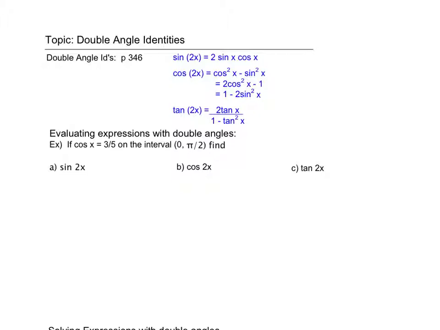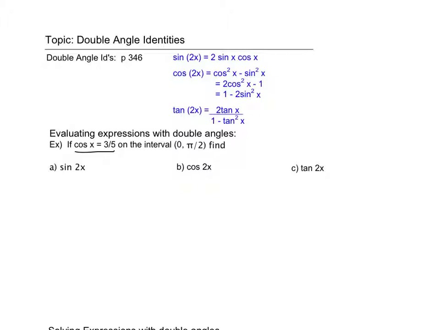So we're going to look at a couple different things. We're going to look at, can I just evaluate an expression that's a double angle? And then can I solve with a double angle? So if I want to know what sine of 2x is, given that cosine of x is 3/5, what I can go ahead and do is use my formula.